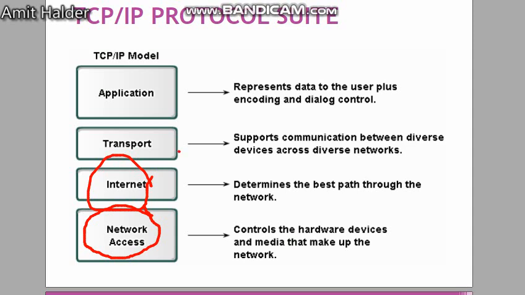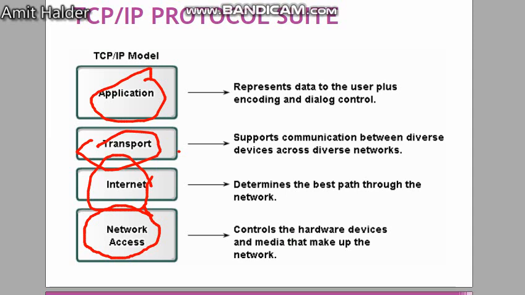The third layer is the transport layer. The transport layer supports communication between diverse devices across diverse networks. And there is an application layer. The application layer represents the data to the user, plus encoding and dialog control.